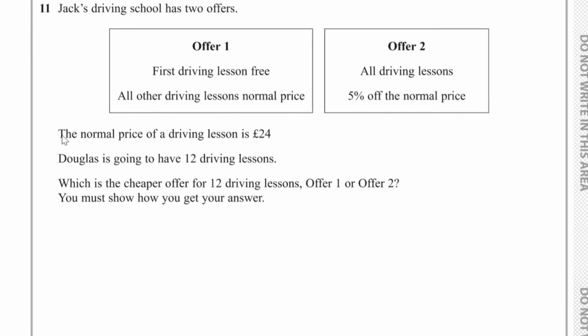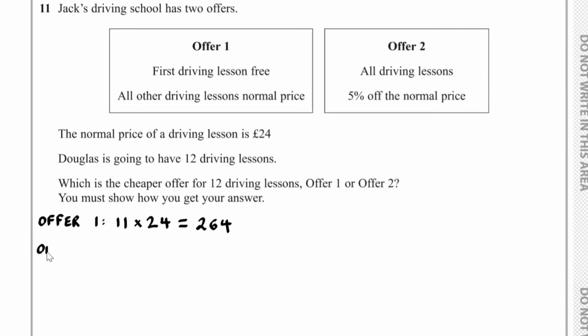Well, let's take a look at offer number 1. The first driving lesson is free, and if we're taking 12 driving lessons, we would have to pay for 11 of them. And then each driving lesson is £24, so we multiply 11 by 24, and if we work that out, we get 264.